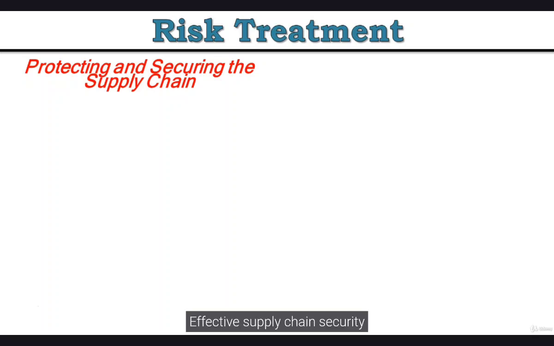Effective supply chain security and protection includes basic standards for physical security, access control, personnel security, education and training, procedural security, IT security, business partner security, and conveyance security from the point of origin to final destination within your supply chain.